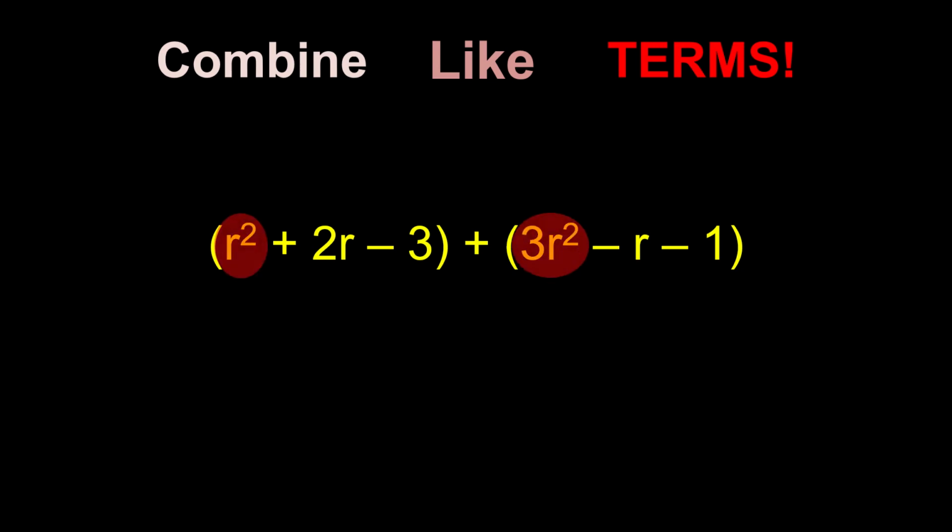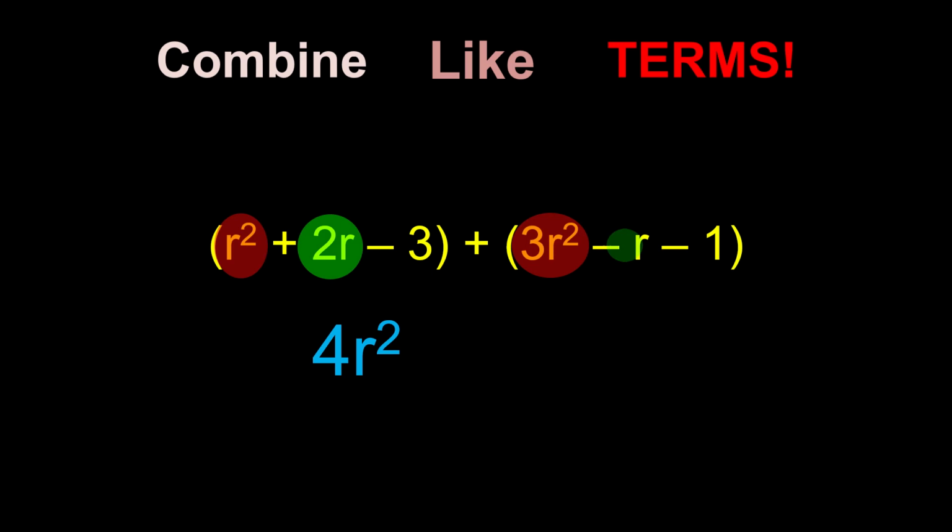So we're going to focus on the r squared plus the 3r squared first. These are both positive. Neither of them have a sign in front of them that's indicating that they are negative. So again, that first r squared is a 1r squared. So we're going to just do 1 plus 3 to give us 4r squared.